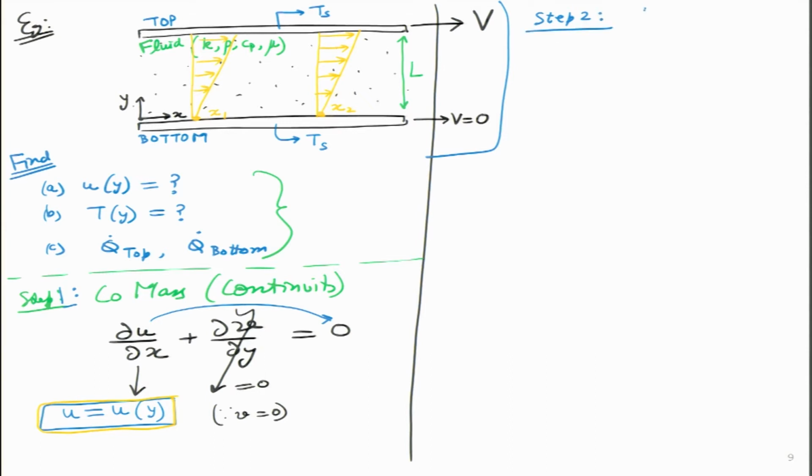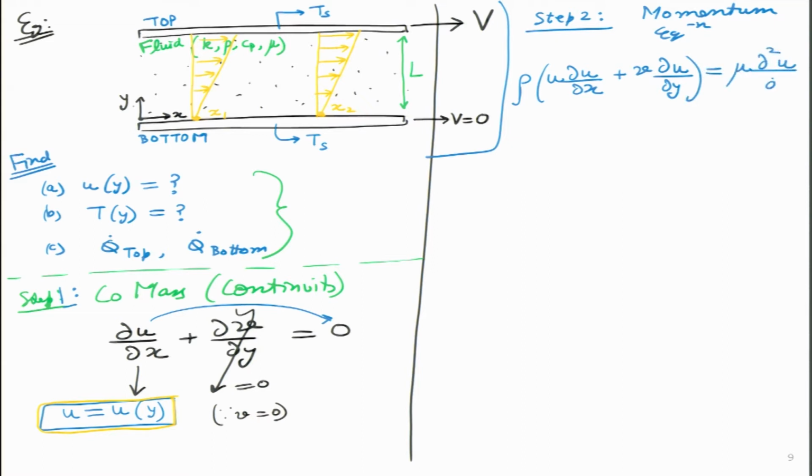So, let us apply the momentum equation. And once I do that, if I try to write that, this is density multiplied by u del u by del x plus v del u by del y equals mu del square u by del y square minus del p by del x.